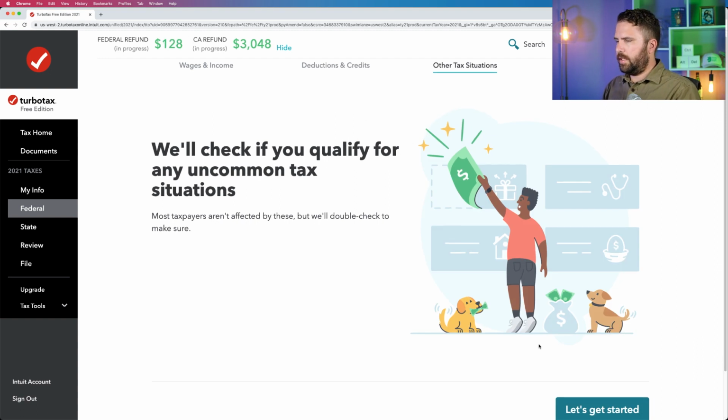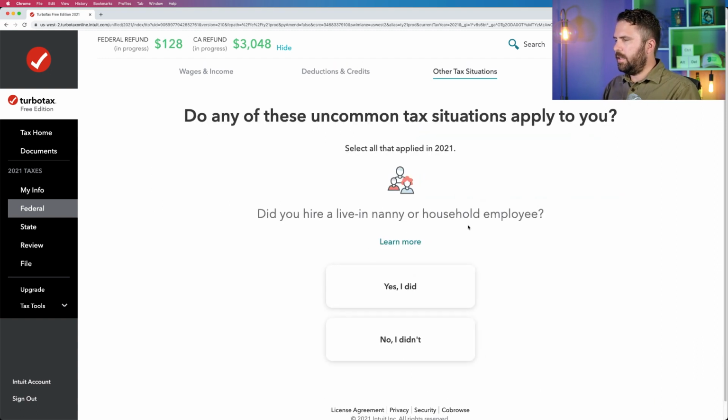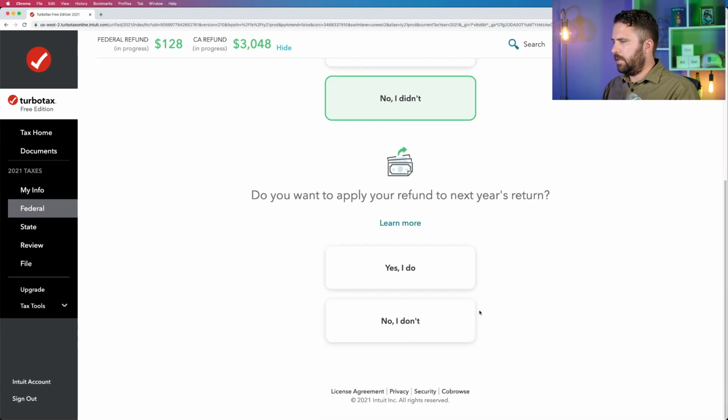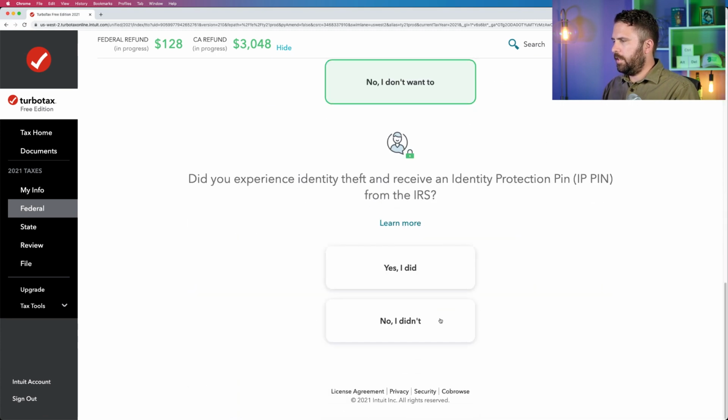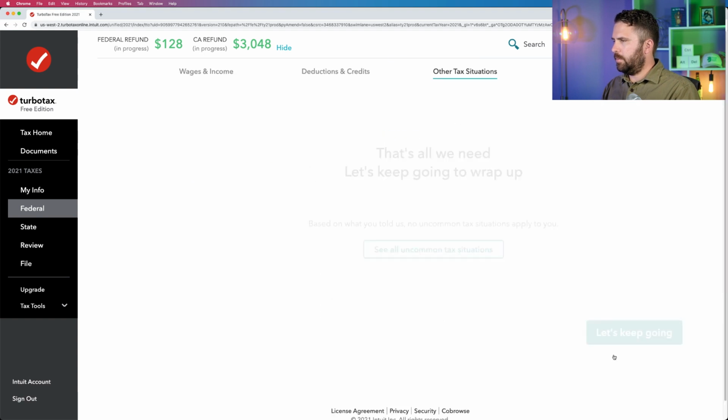Okay. Any uncommon tax situations? All right. Did you hire a live-in nanny? No. Do you want to apply a refund to next year's tax return? No. No presidential campaign fund. No identity protection pin received.